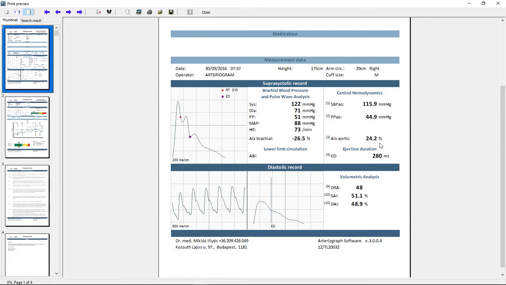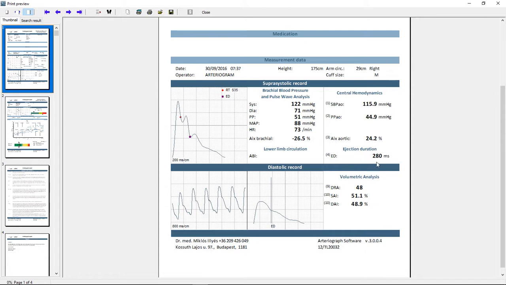As I mentioned, the aortic augmentation index was 24.2%, while the brachial augmentation index was minus 26.5%. We can see a difference in minus and plus. It is a very big difference. Despite this fact, they are basically absolutely comparable because they are moving together. The difference is only the scaling, like the scaling difference between Celsius and Fahrenheit to describe the temperature.